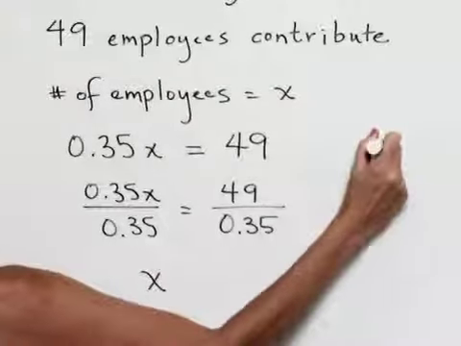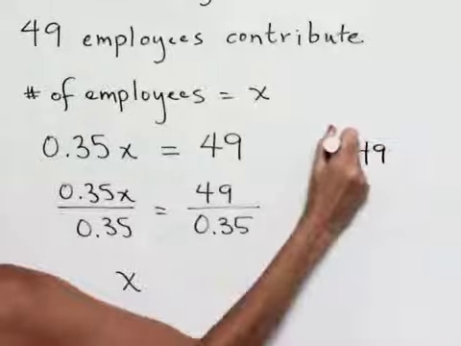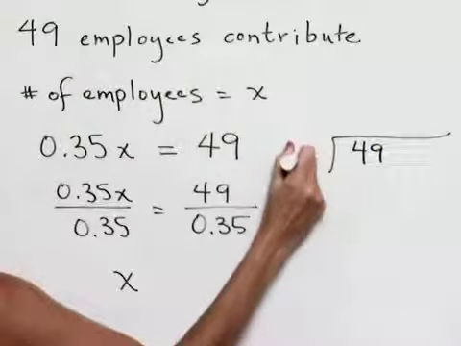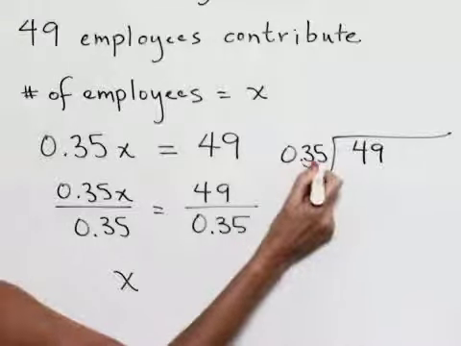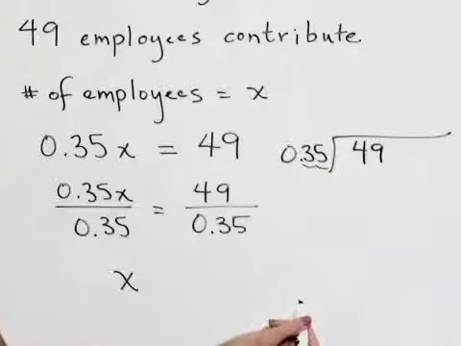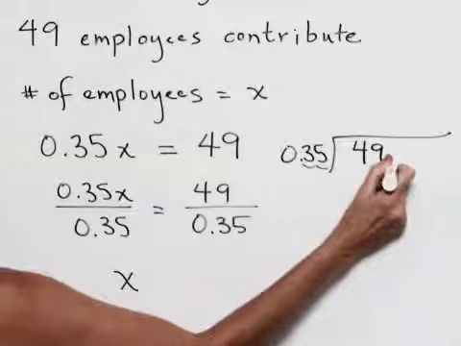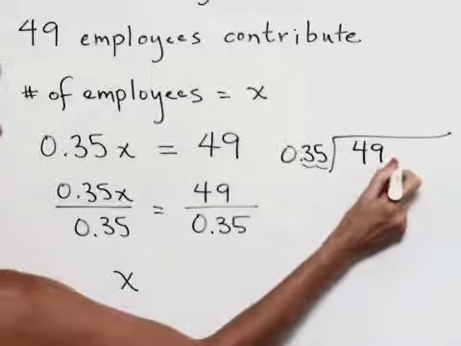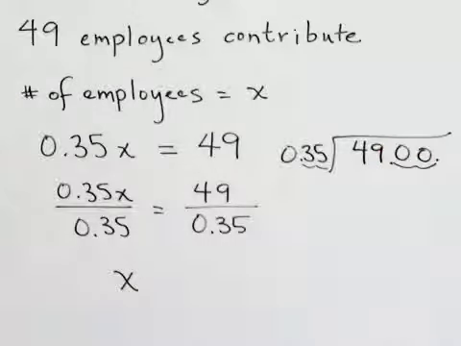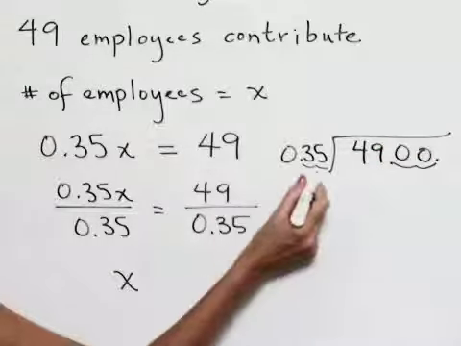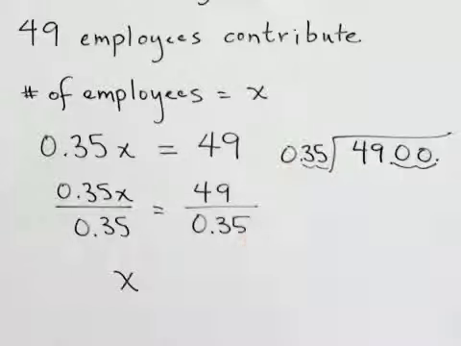So we're going to have our value of 49. We're going to be dividing by our decimal 0.35. We move our decimal point 2 places to end up with 35 as our divisor. In our dividend, we're also going to move our decimal point 2 places, and that means we're going to have to add on 2 zeros. Now we're dividing 35 into 4,900.